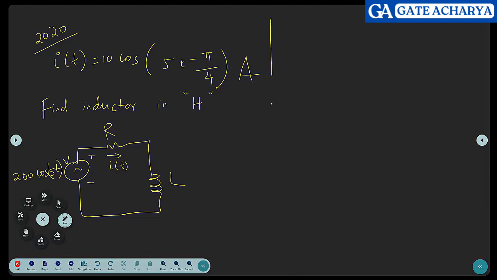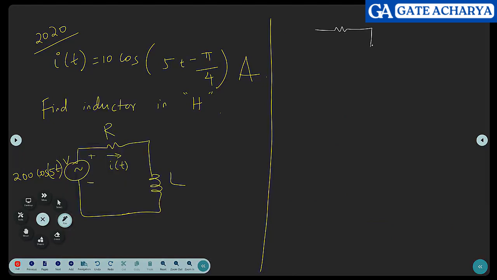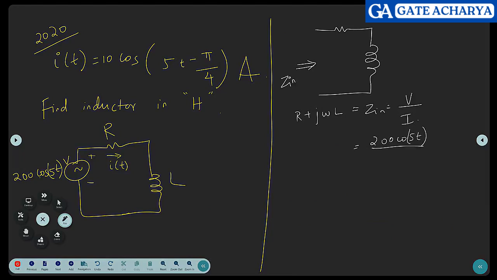Okay, where will you start? If you have an R and L, what is the net input impedance? R plus j omega L. And this is also equal to V by I. Now, what is V by I? 200 cos omega t divided by 10 cos (omega t minus 45 degrees). I will write it in degrees. It's easier to handle.